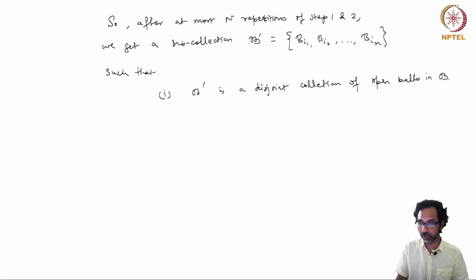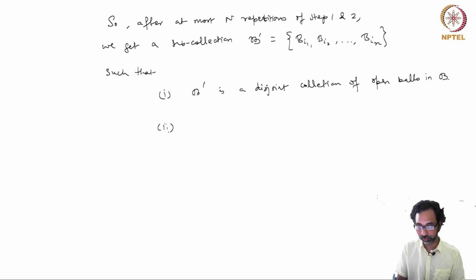in B, because we have deleted at each point all the balls intersecting bi1. So therefore, in particular, none of bi2 up to bin intersect bi1, and similarly for the rest. So this is a disjoint collection of open balls in B.